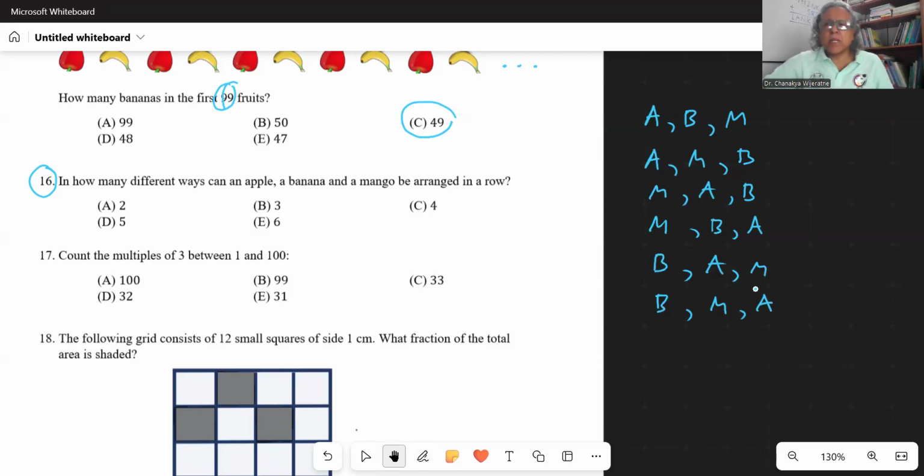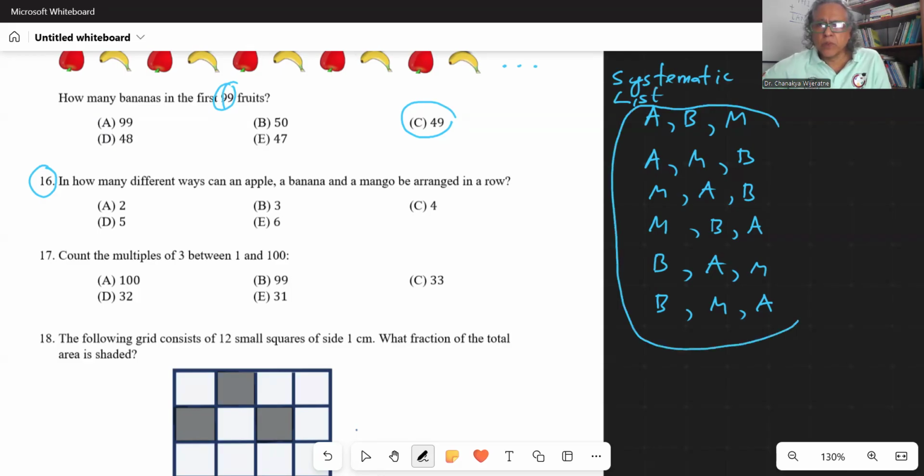So we made the systematic list, and we did not miss any arrangement, because of the way we actually did this list. You can see that there are 6 arrangements. So the answer is 6. So we got the answer by making a systematic list.